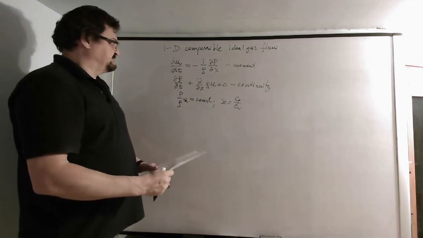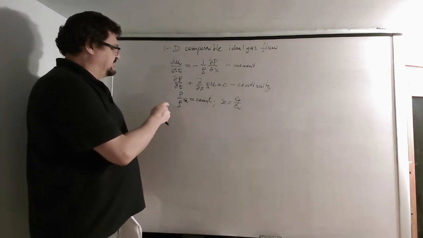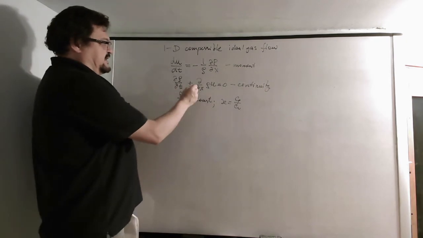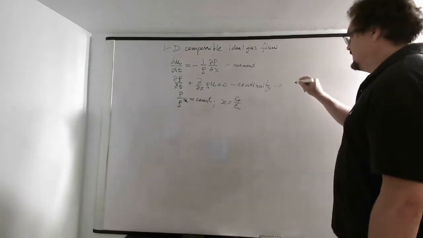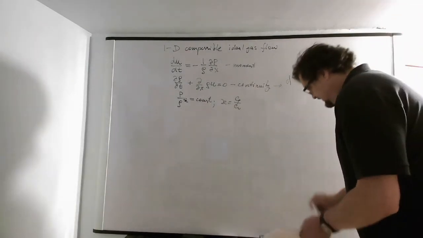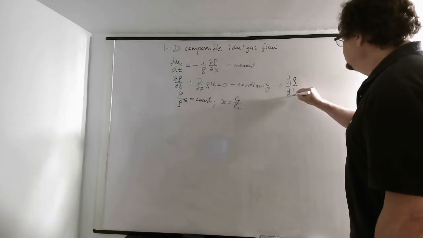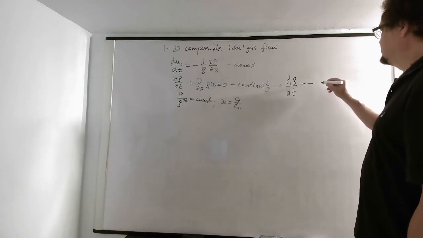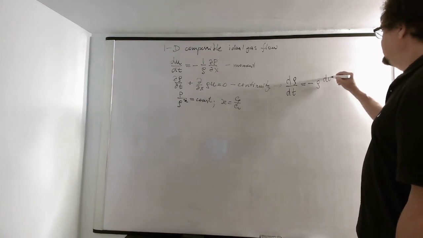So let's first write it in a slightly different form. Let's look at the continuity equation. We can rewrite it by differentiating using the chain rule and making the full derivative. So this continuity equation becomes d rho/dt equals minus rho du/dx.